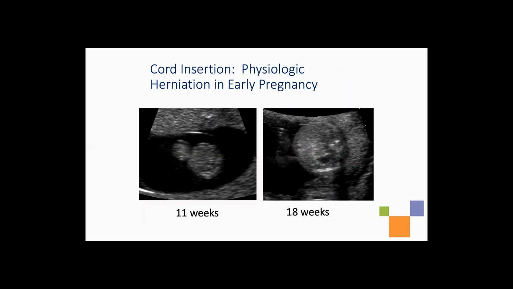This is important, obviously, for sonographers and sonologists to be aware of, as before 12 or 13 weeks of gestation, there is a normal physiologic finding of a bit of small bowel in the base of the umbilical cord that resolves after 18 weeks and is no longer able to be seen as a normal finding.